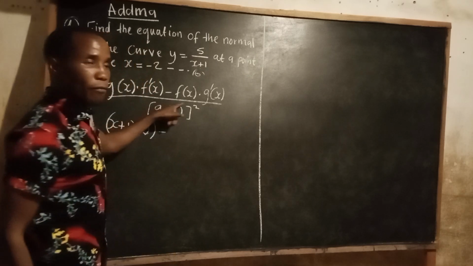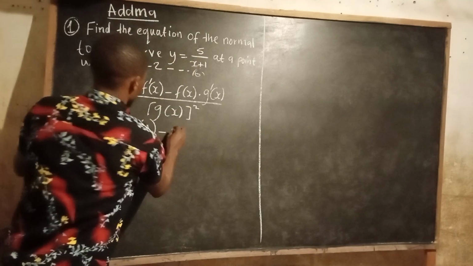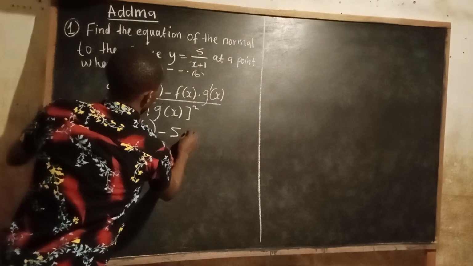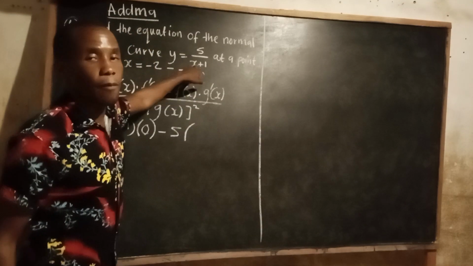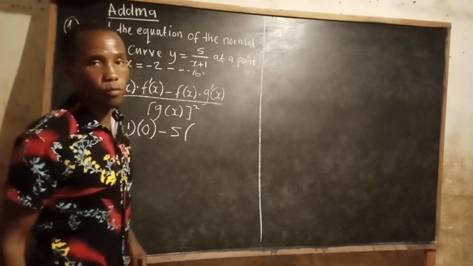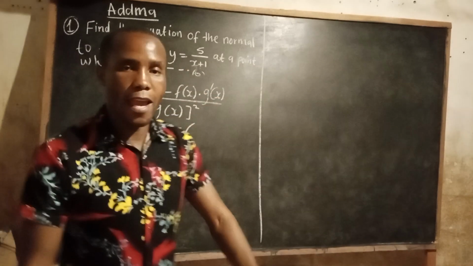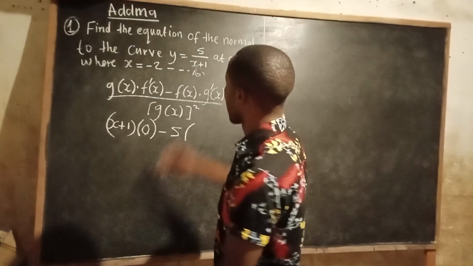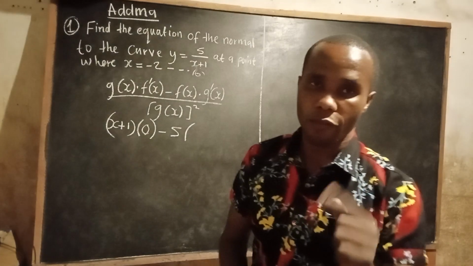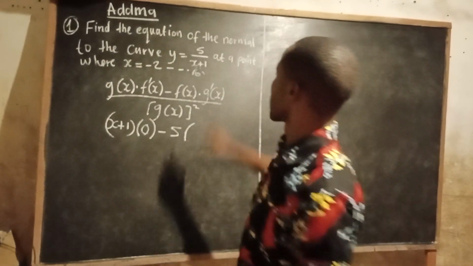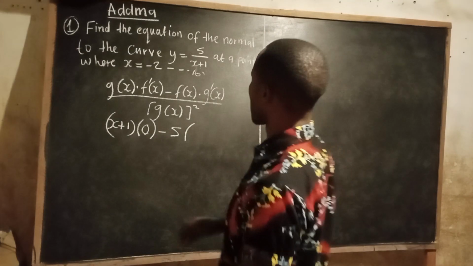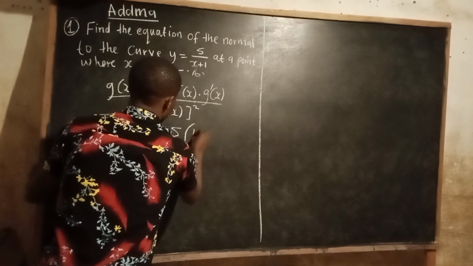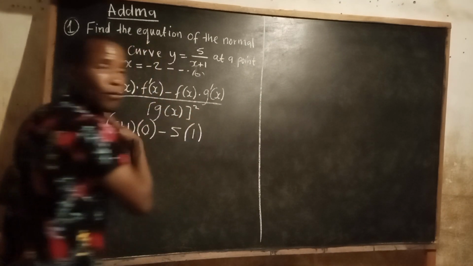Okay, then f of x we know is what? 5. So we are going to write 5. Okay, we open the bracket. G of x prime, we need to differentiate this time around. We need to differentiate this one. So when we differentiate x plus 1, remember, x, you are going to have 1. When you differentiate the variable, the answer is 1. Then plus, the constant is 0. So 1 plus 0 is 1. So we are going to write 1 here. Okay, so we are done with the numerator.